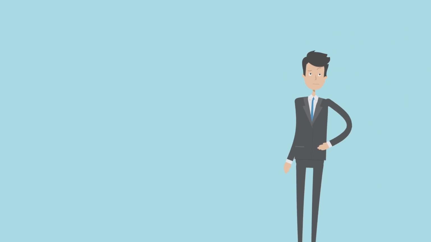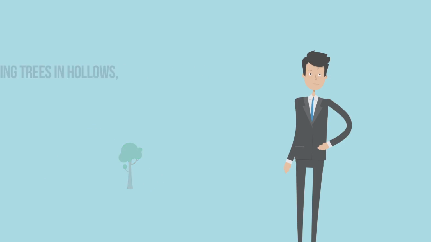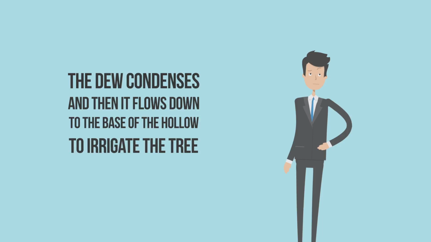And once they are established, move the fence and begin again. Other techniques include planting trees in hollows, the sides of which are covered in volcanic cinders. The cinders provide a surface on which the dew condenses, and then it flows down to the base of the hollow to irrigate the tree.